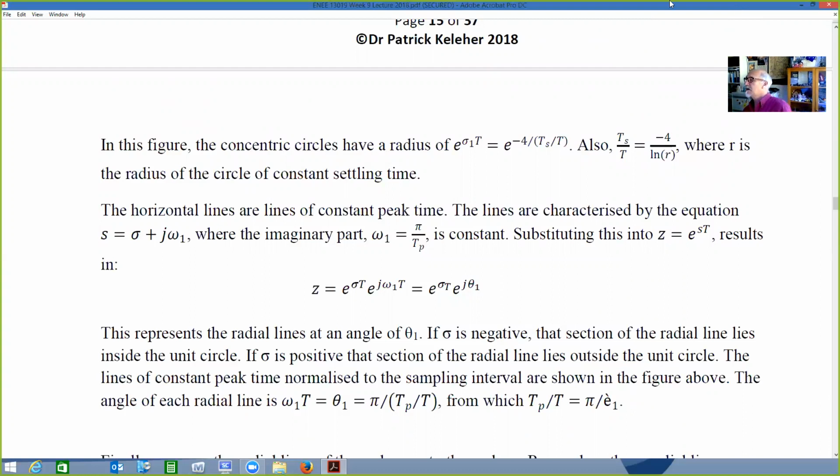The horizontal lines are lines of constant peak time. The lines are characterized by the equation s equals sigma plus j omega 1, where the imaginary part, omega 1, is equal to pi over Tp, which is constant. Tp is the peak time. Substituting this again into our expression for z equals e to the sT results in this polar form of z equals e to the sigma T multiplied by the exponential e to the power of j omega 1 T, which is our timing interval, equals again e to the sigma T, e to the j theta 1. This represents the radial lines at an angle of theta 1.